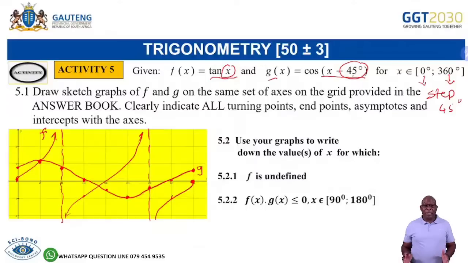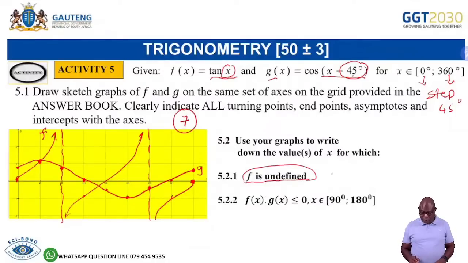My boys and girls, if you draw these graphs correctly, you get up to 7 marks. Simple, straightforward. You have a calculator. No one must be unable to draw the sketch. You must all be able to draw the sketch. If the sketch is given, you must be able to answer questions from the sketch. Okay, right. Now they say, use your graph to write down the values of x where f is undefined.